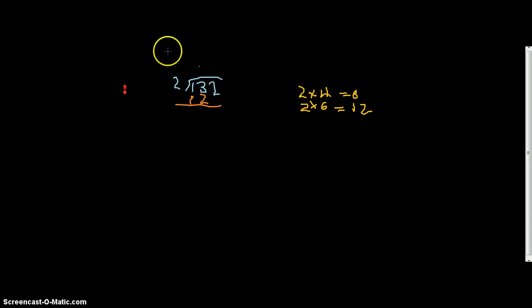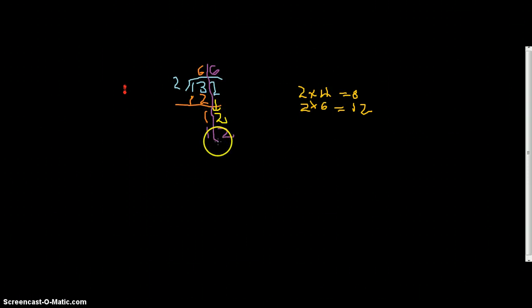Okay, so it goes in 6 times. 3 minus 2 is 1. Now let's bring down the 2. I'm running out of colors. No more. Okay, so 2 times 6 is 12. So it's basically 66. Make sure to put it over these numbers, and I suggest using graph paper.